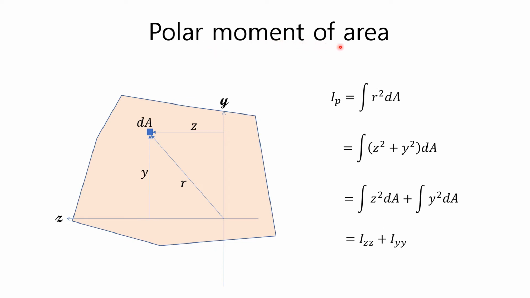Polar moment of area is defined as the antiderivative of radius r squared with respect to the area. A radius can be resolved into z and y components. Therefore, polar moment equals the sum of the second moments of area with respect to the corresponding axes.